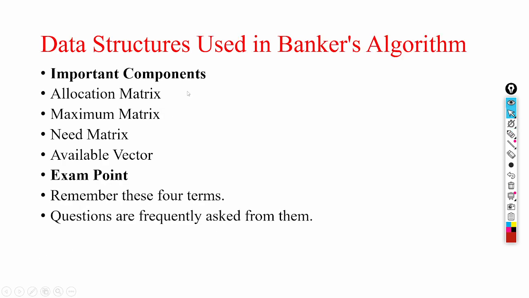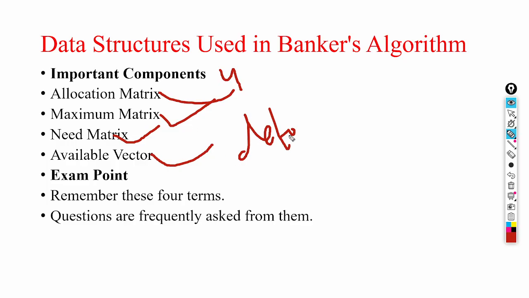So next one, the data structures used in Banker's algorithm. Banker's algorithm will use four important components: allocation matrix, maximum matrix, need matrix, and available vector. These structures help the operating system determine whether the system remains safe after resource allocation.